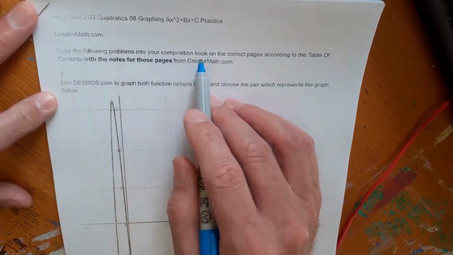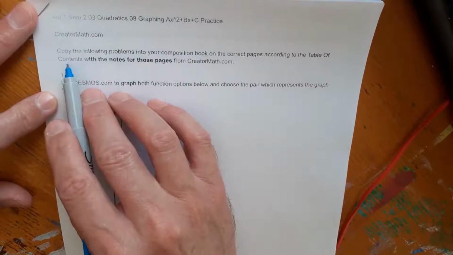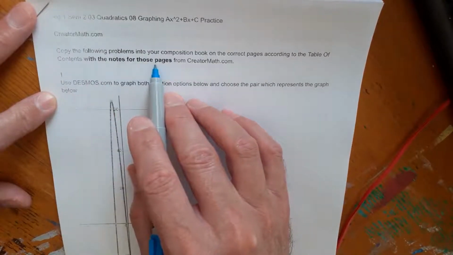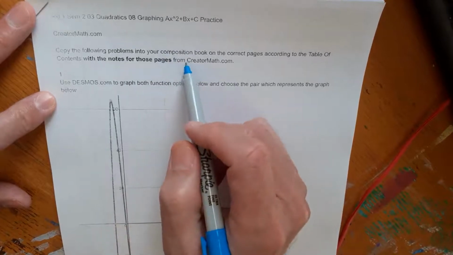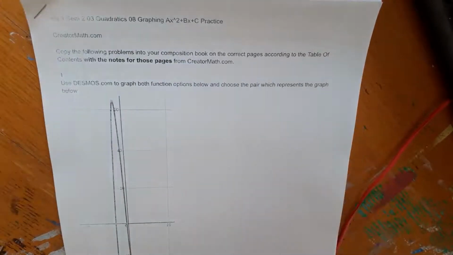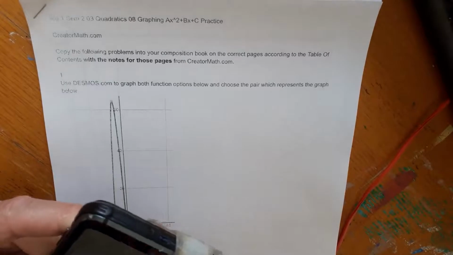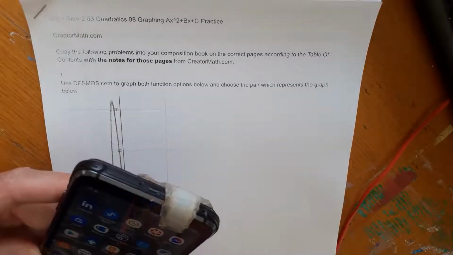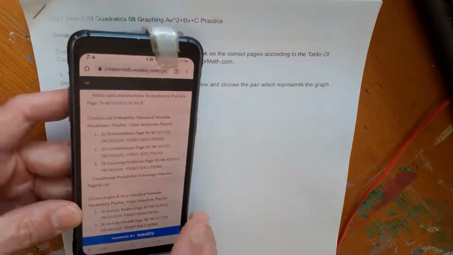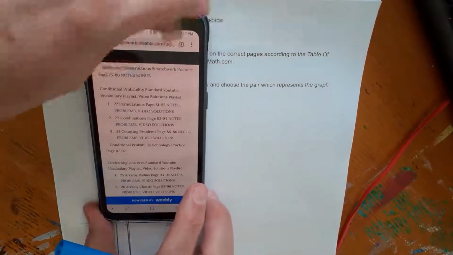Copy the following problems into your composition book on the correct pages according to the table of contents, with the notes for those pages. So remember, there's notes that go with all of these problem sets. You're going to copy those into the right pages from CreatorMath.com under, don't forget, the Algebra tab. And I'm tempted just to show you this really quickly.